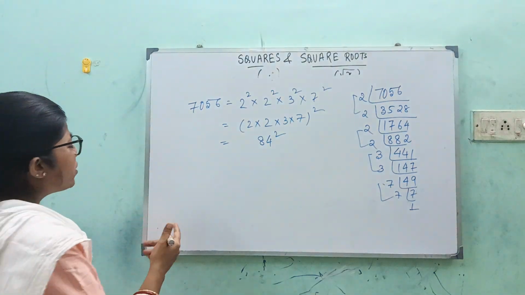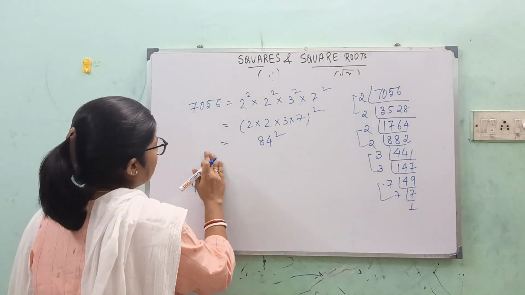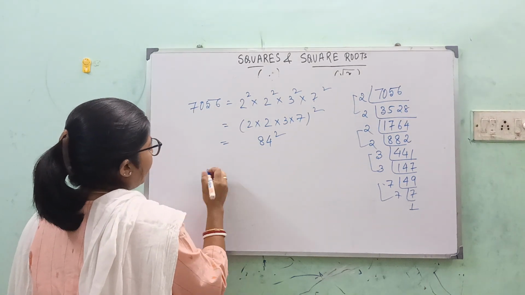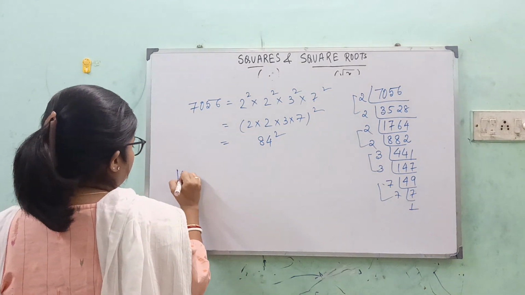Now, for an example, if you have a sum like this, find the number whose square root is given. Say, let's take an example.